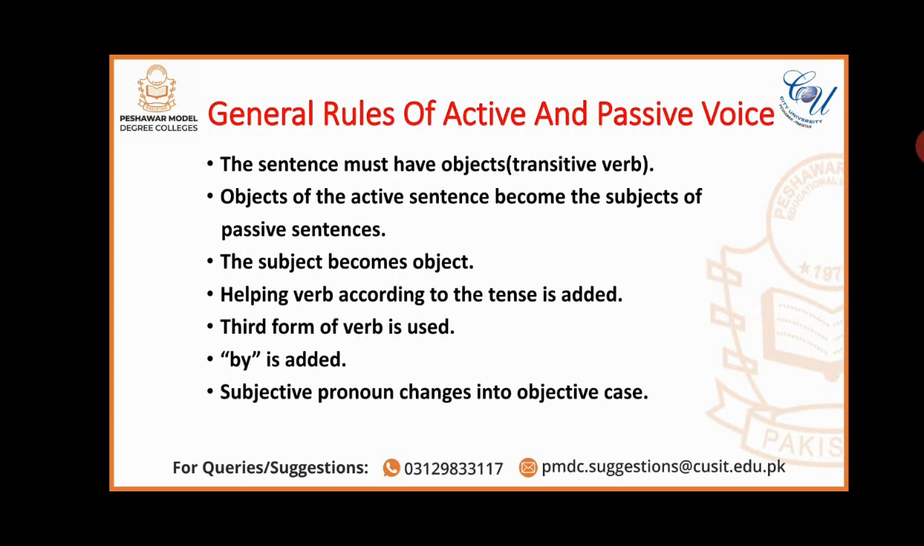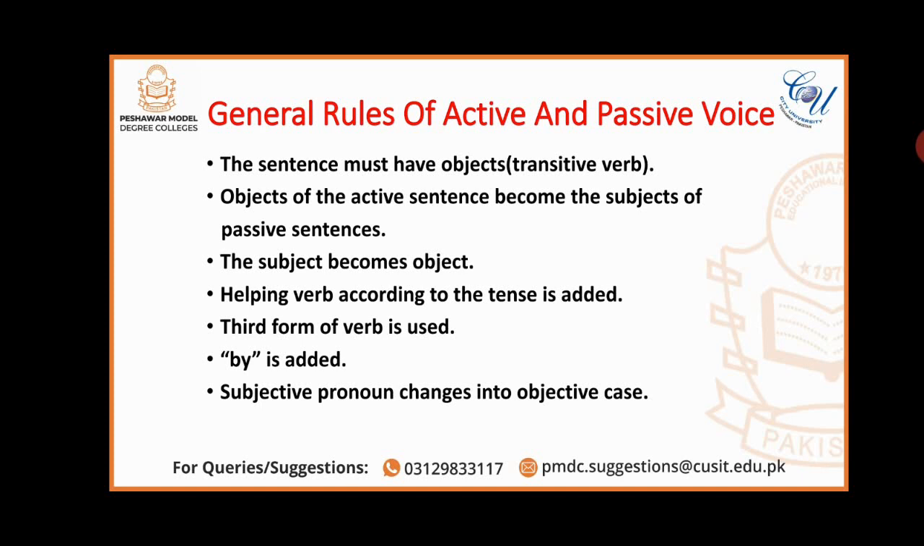What are the general rules for converting a simple sentence into passive voice? The first thing, which is compulsory, the sentence must have an object and a transitive verb. If the verb is transitive and it has what? An object, then you can convert it into passive voice. Object of the active sentence becomes the subject of the passive sentence. That is the first thing. Object will become subject and subject will become object.